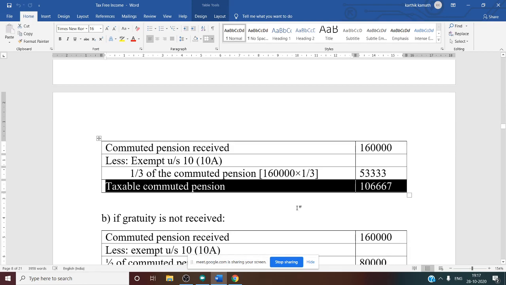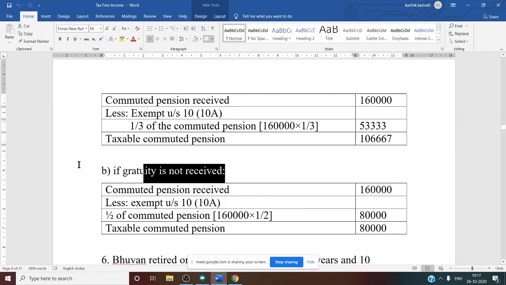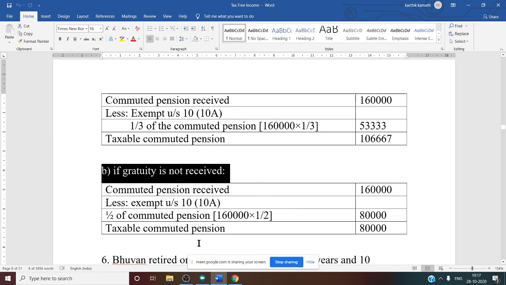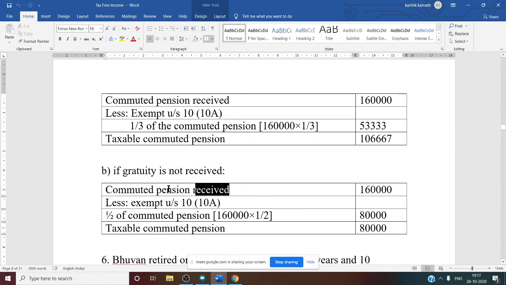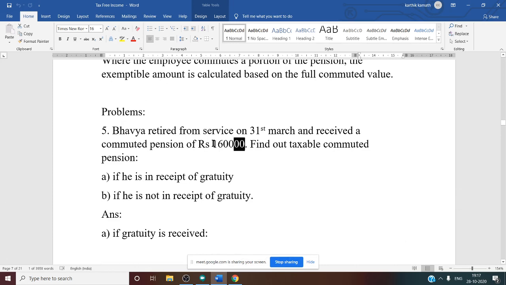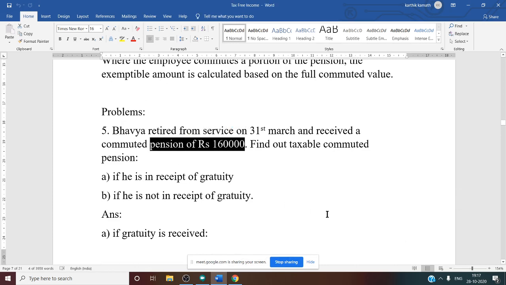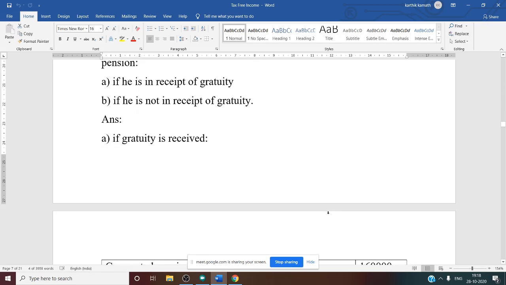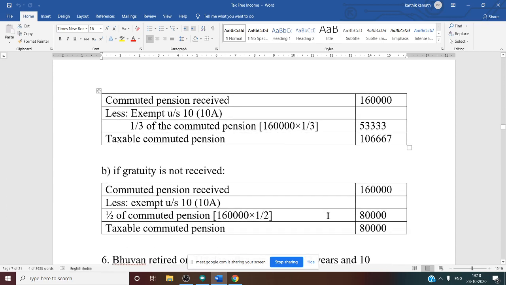So now what about the second case? The second case is if he doesn't receive any gratuity. In that case, commuted pension is 1,60,000. That is the same for both cases. For the first case as well as the second case, the commuted pension is the same. If you see in the question, only one commuted pension amount is given, and it is not said whether it is partly commuted or fully commuted. So we'll assume that it is fully commuted.